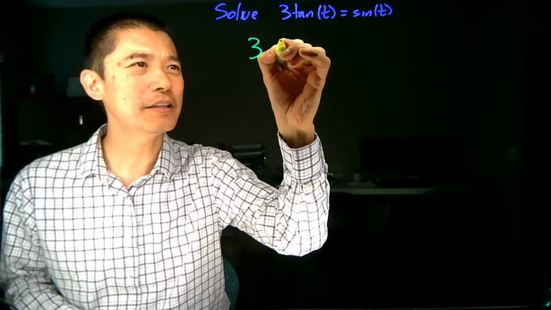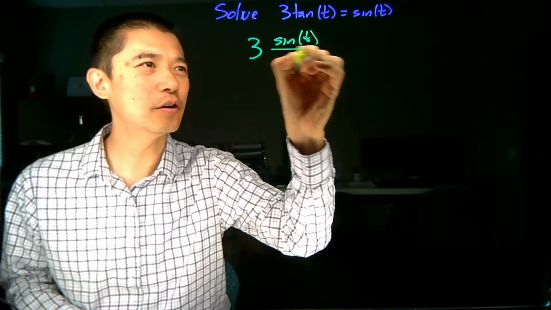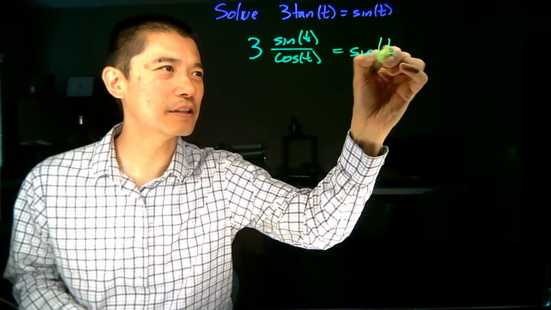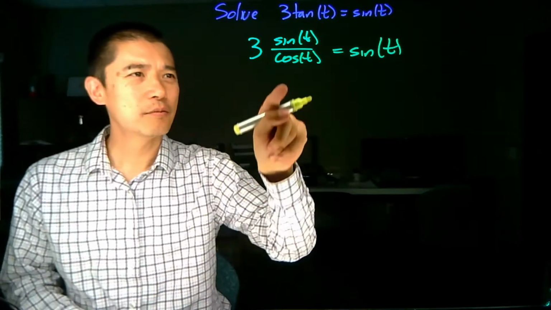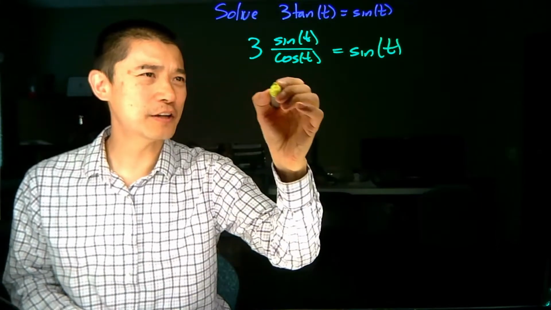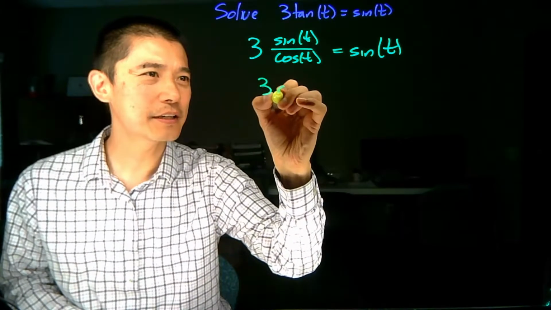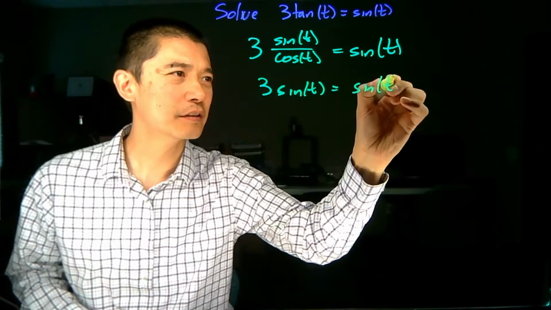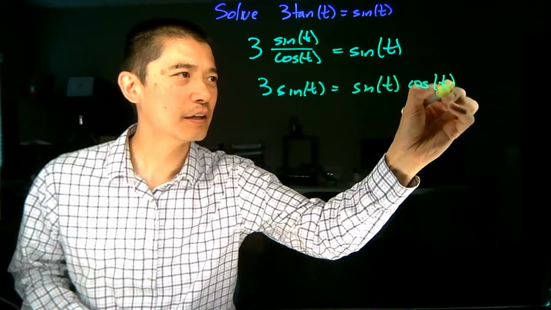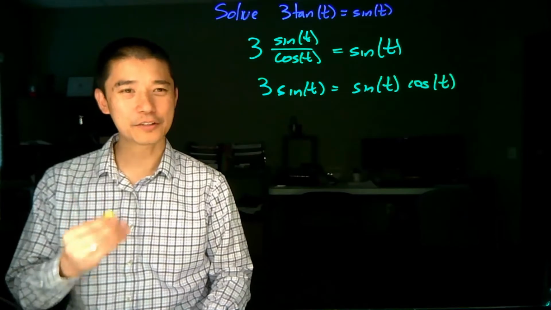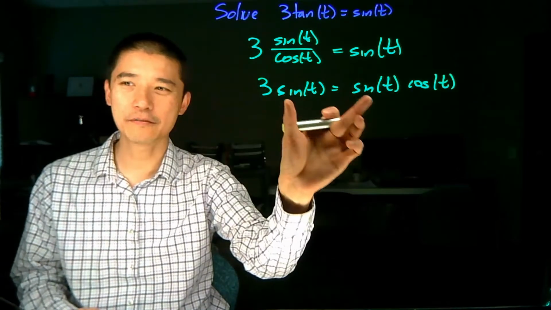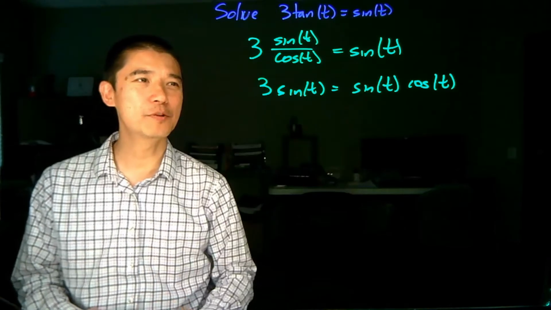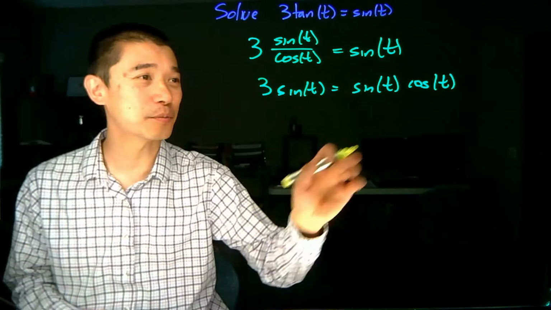So 3 sine of t over cosine of t equals sine of t. Well, we had a fraction, so we might as well clear the denominator, multiply both sides by cosine of t. And here's a place where, again, students can run into problems. Don't divide by functions. You might be dividing by 0. Instead, move towards factoring and using the zero product property.